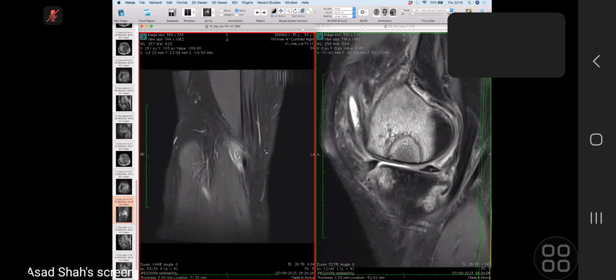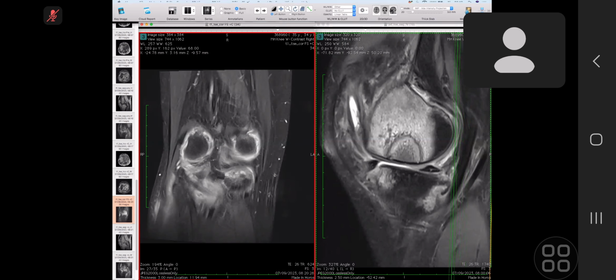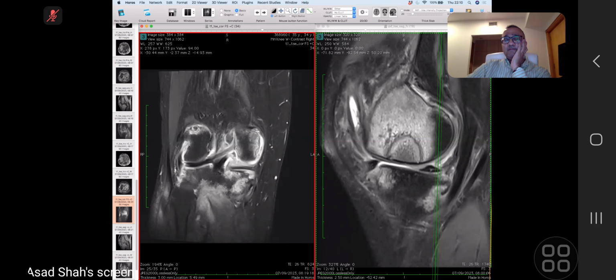I'll give you a post contrast one, all right? Somebody said let's give contrast to the patient. This is a post contrast. Can I know the age of the patient? 35-year-old. Okay.